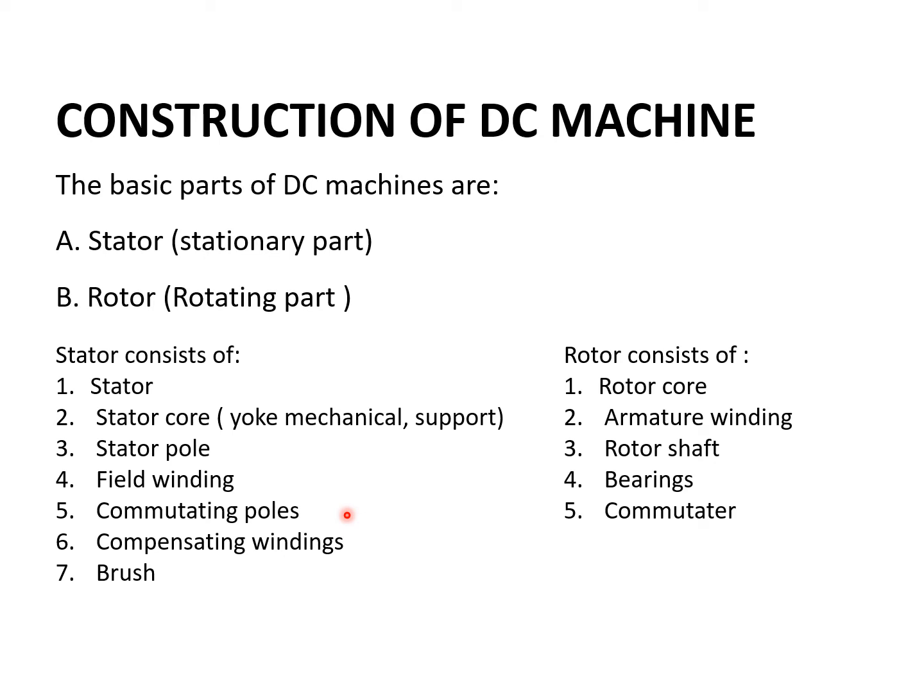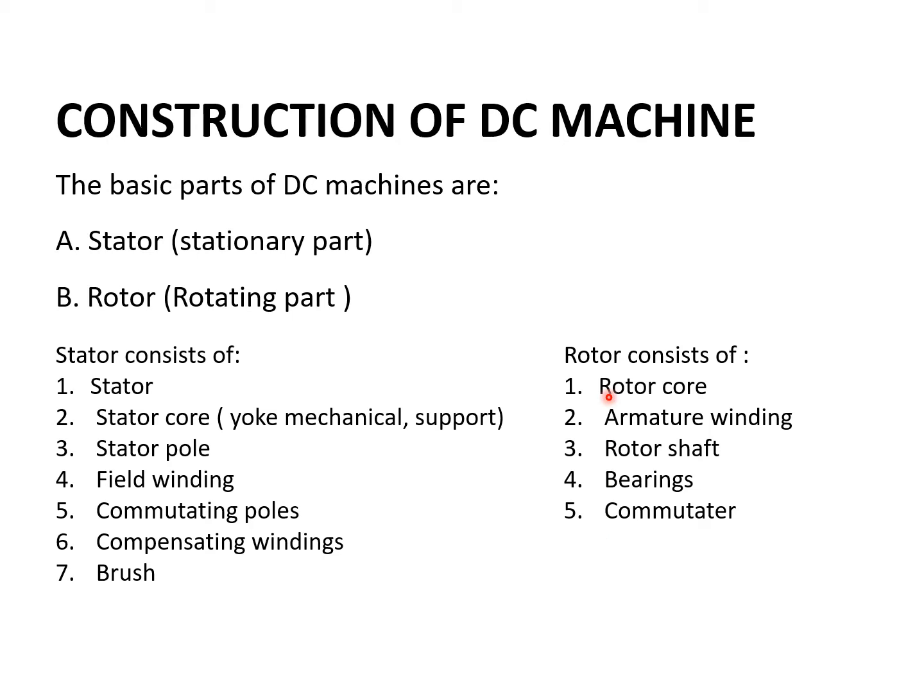Compensating windings are also required in large DC machines only, and they cancel out the armature reaction effect and remove the flux weakening phenomenon. Brushes are attached to the stator and made of carbon, graphite or copper, and their function is to collect the current from the commutator.